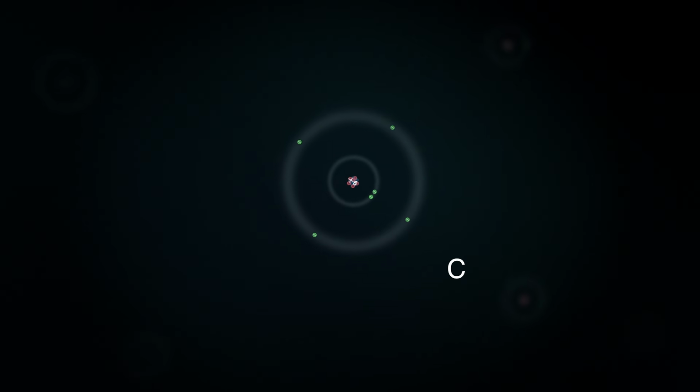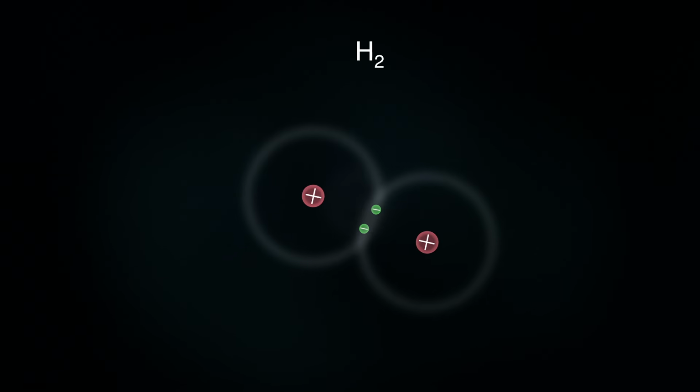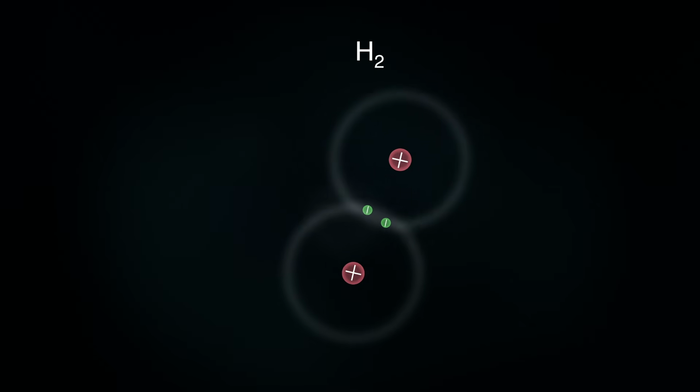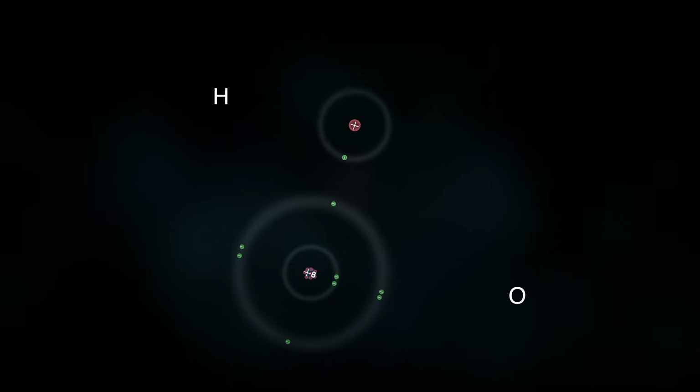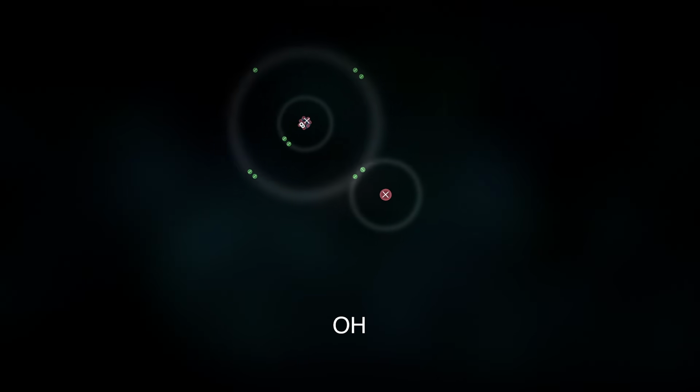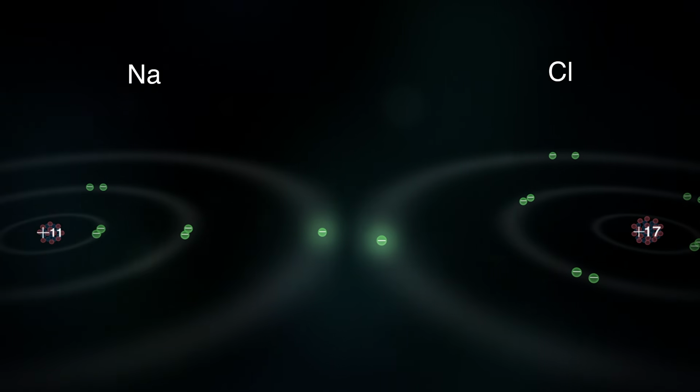Most atoms don't ride solo. Instead, they bond with other atoms. Now, bonds can form between atoms of the same element, or atoms of different elements. You've probably imagined bonding as a tug-of-war.